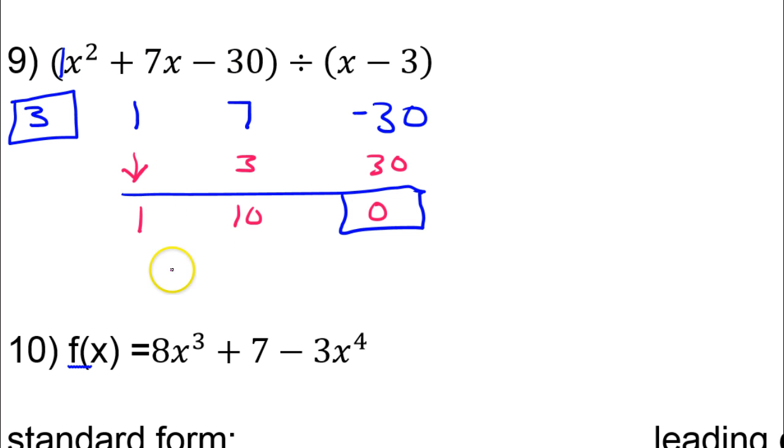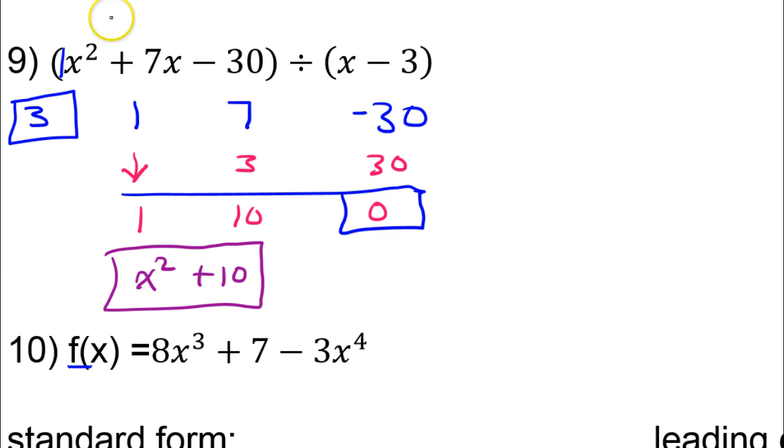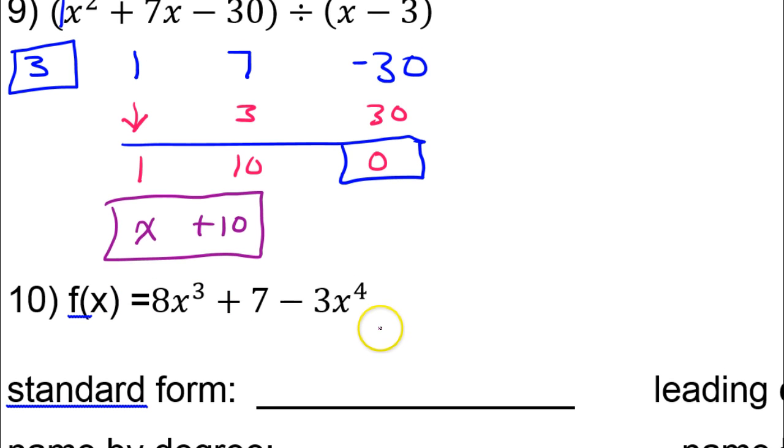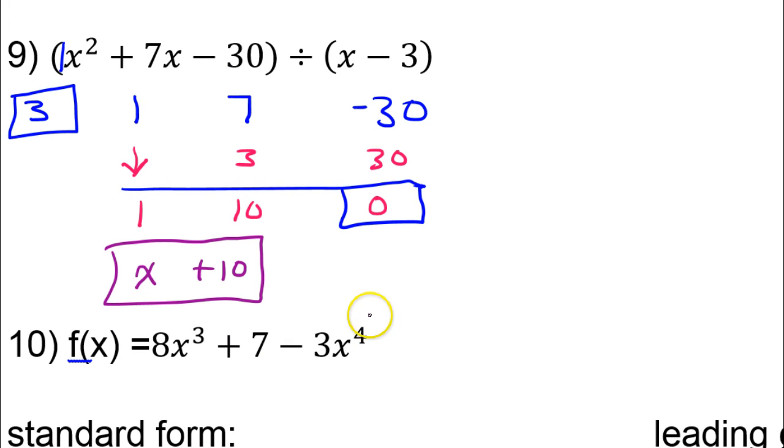So when I put the variables back in, I get x squared plus 10. I'm sorry, that's false. My goodness. This is the constant. That makes this the x term, not x squared. So this is just x plus 10. My bad. Okay, that's it for this video.